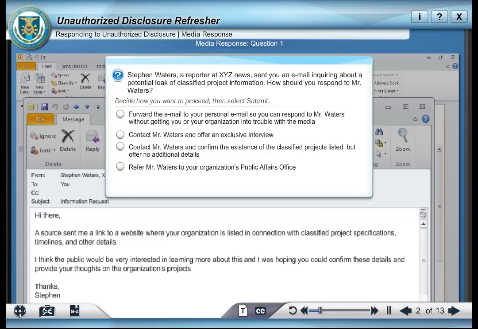How should you respond to Mr. Waters' inquiry? Remember, if you need a hint, you can select the Hints button in the lower right corner of your screen.